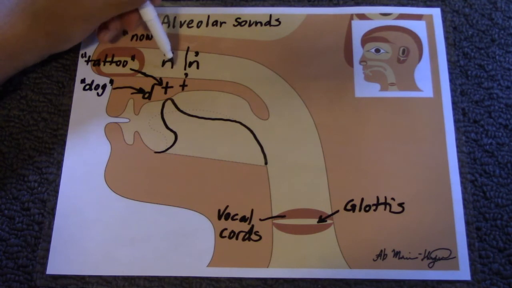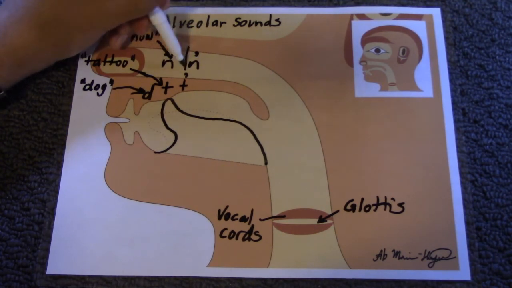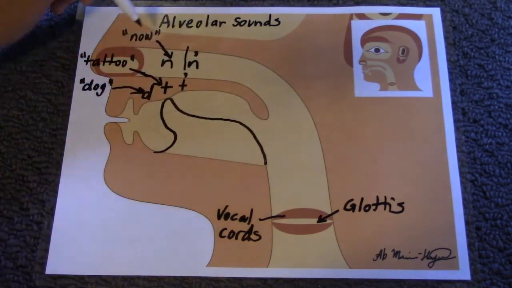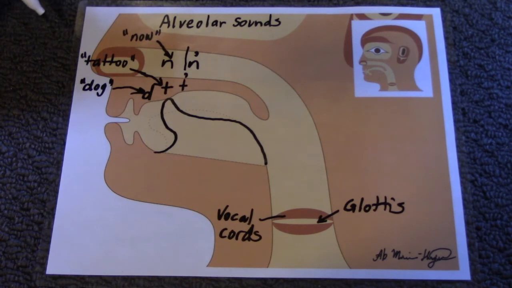Sometimes it's just like the regular N in English. Sometimes there's a little stop before it where you're kind of holding your breath. You're closing your glottis before you say that sound. So those are alveolar sounds.